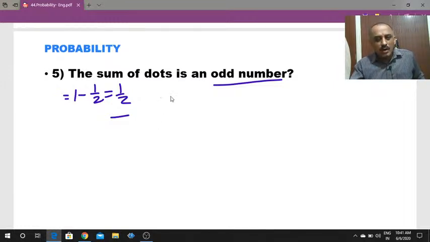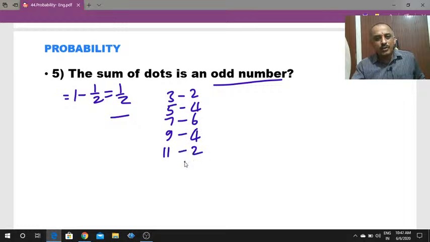From 2 to 12, how many odd numbers are there? 3, 5, 7, 9, 11. The sum of dots is 3. Number of possible outcomes is 2, 5, 4, 7, 6, 9, 4, 11, 2.